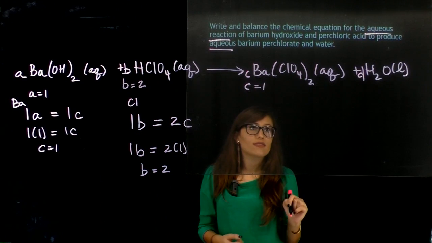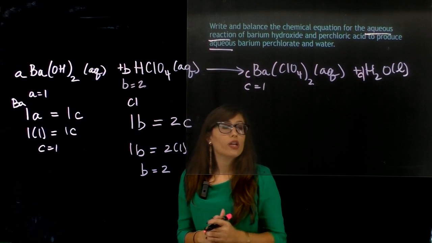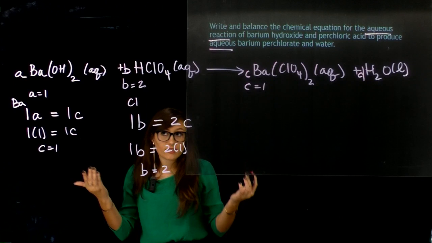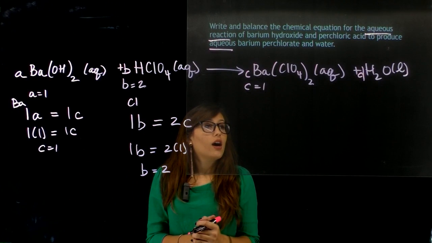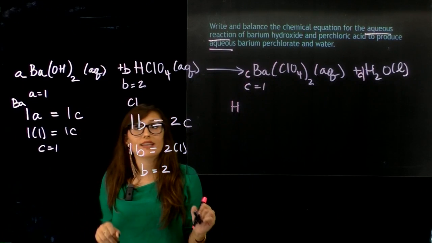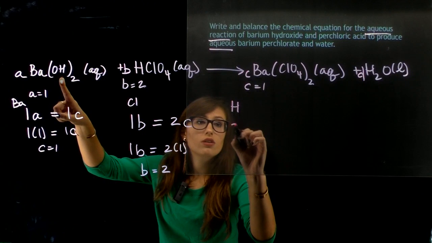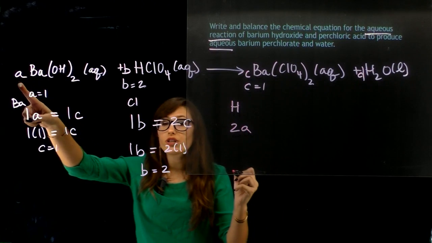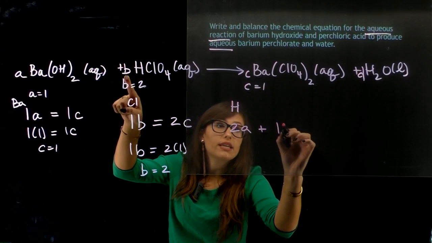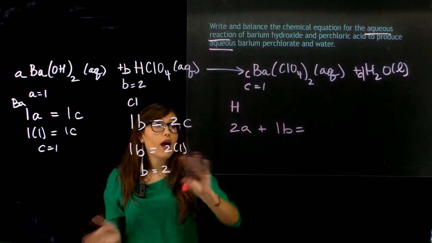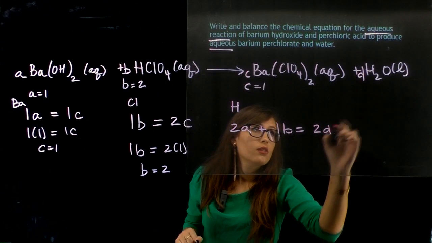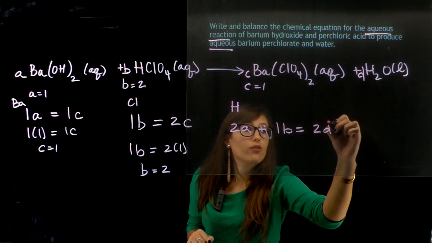The last variable that we have to solve for is D, and we can solve for it with respect to hydrogen or oxygen. I'm going to do hydrogen just because it's the first one in water, so let's solve for hydrogen. Well, how many hydrogens do I have on my left side? I have 2 times A, because that's my coefficient. So I have 2 hydrogens on the left, plus 1B is equal to however many hydrogens I have on the right: 2 times D, because you're always multiplying how many you have times your coefficient.